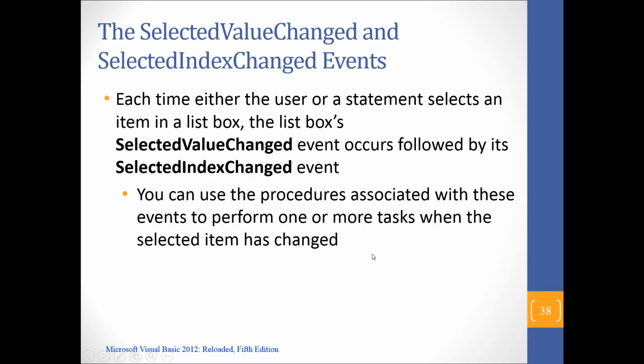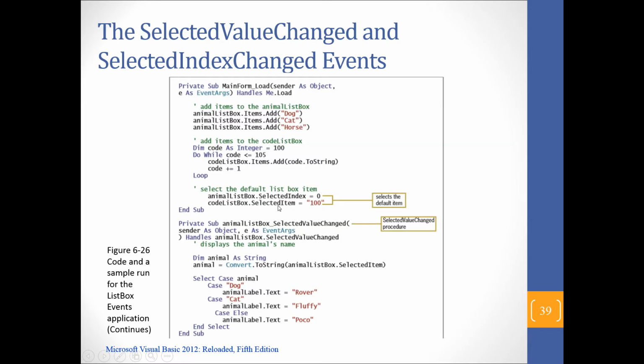Okay, and that is by changing your code to something like this. So if I say the animal list box dot selected index is equal to 0, that means that it's going to highlight that first item in the list box. If you put equals to 3, then whatever that index of 3 is, that's the 4th item of the list, will be highlighted, will be selected.